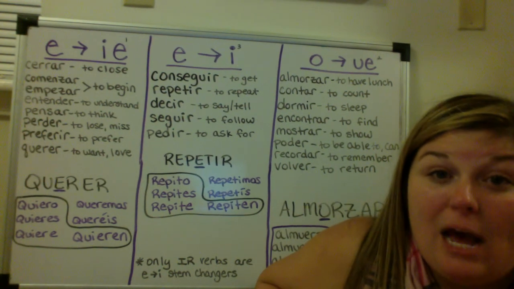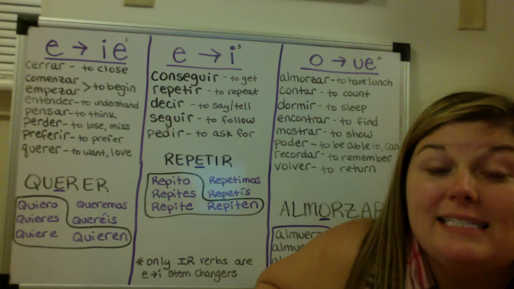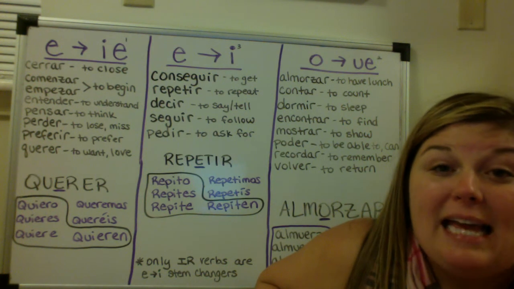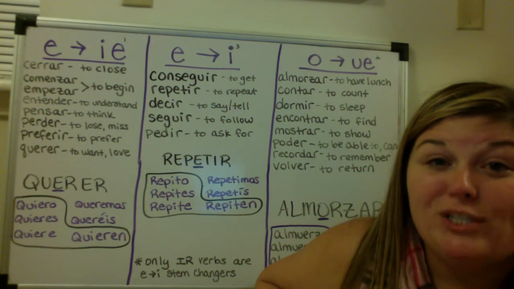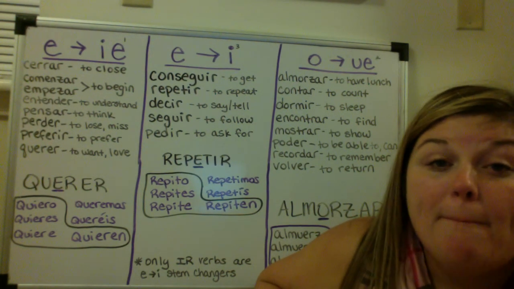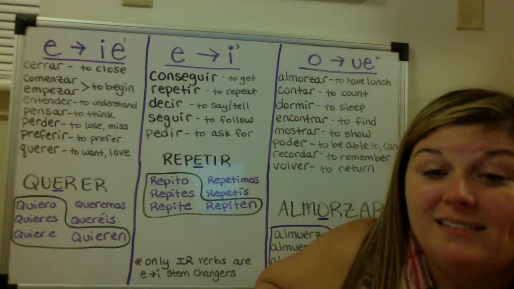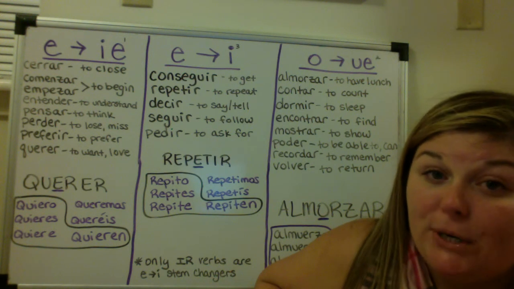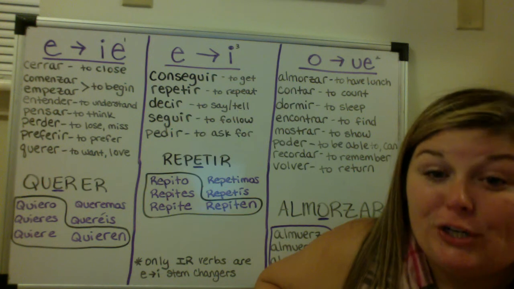Contar means to count, like I count money. Dormir is to sleep. Encontrar is to find. Mostrar is to show. Poder is to be able to or can. Recordar is to remember. And volver is to return.